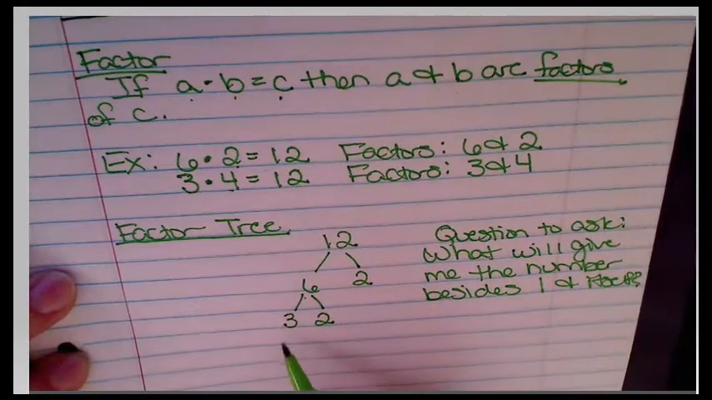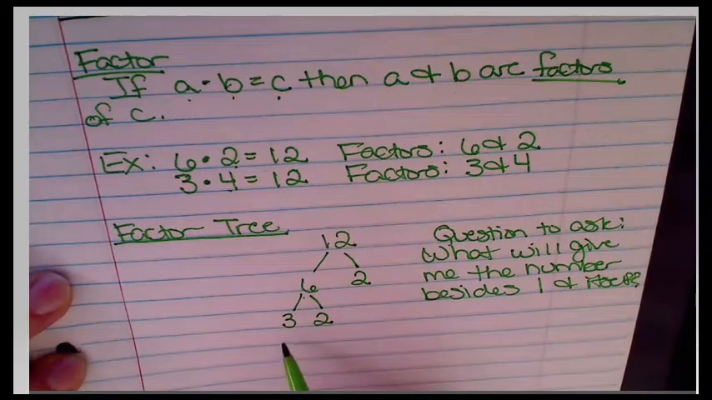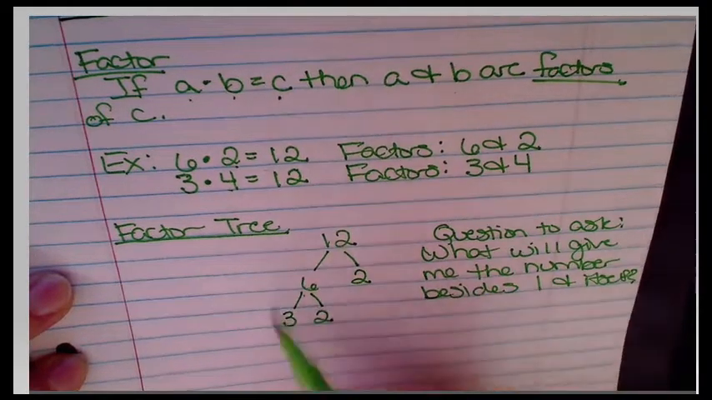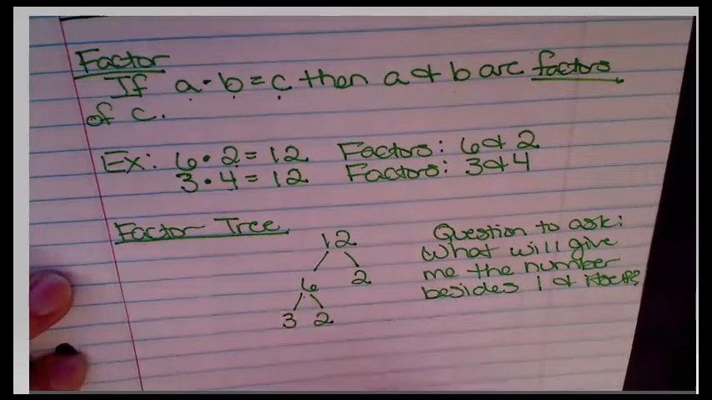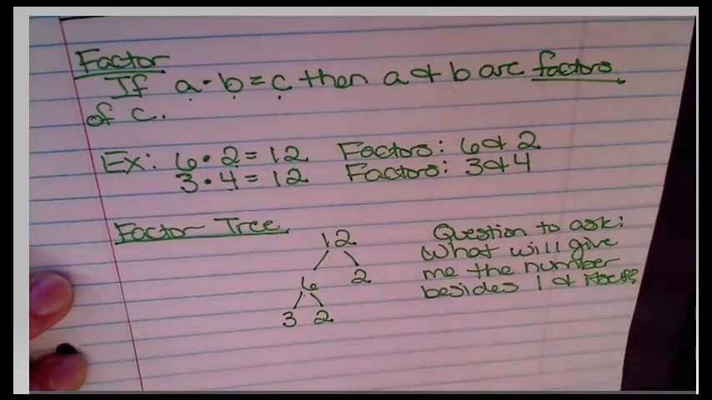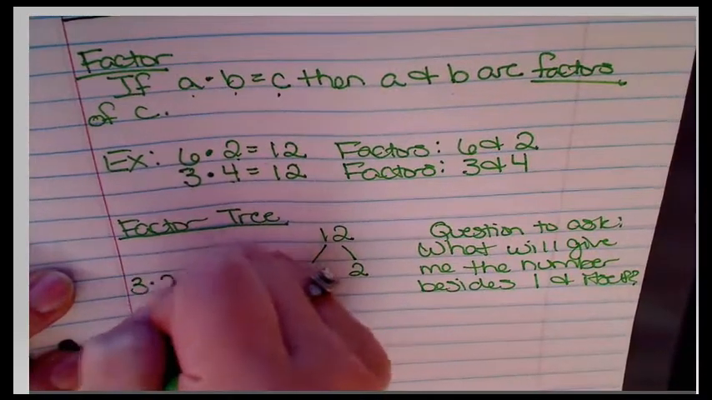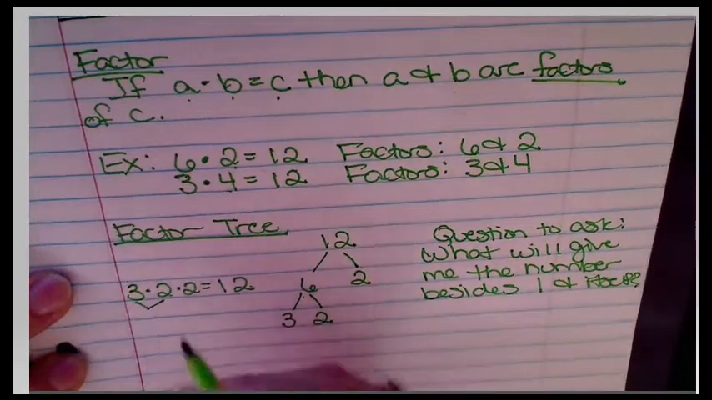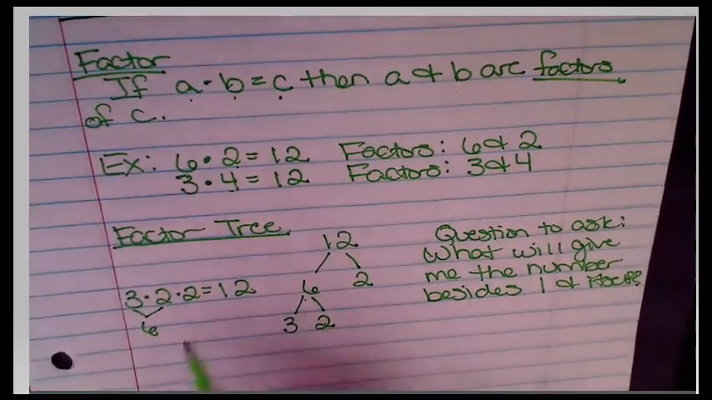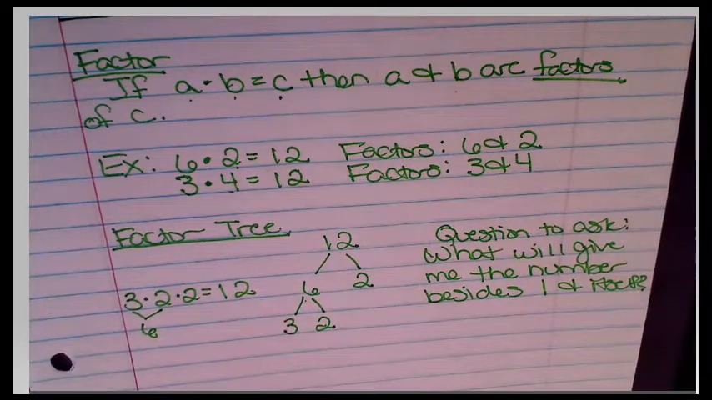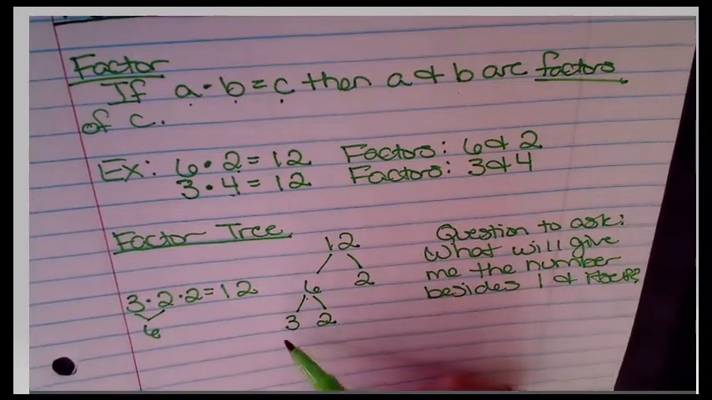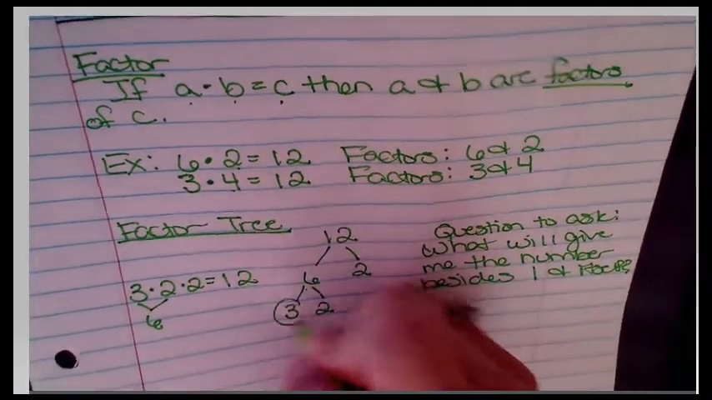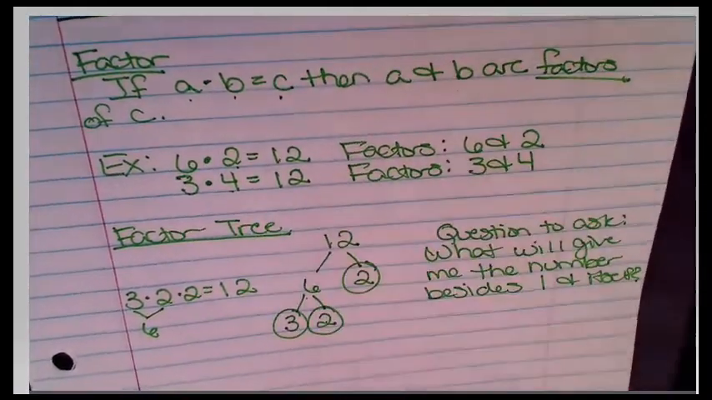Again, you'll ask yourself the same question. Is there anything that'll give you 3 besides 3 times 1? No, and we already know 2 is prime. So right here, we've done a factor tree, which means 3 times 2 times 2 will give us 12, which is true because we know this number right here is 6, and 6 times 2 gives us 12. So that's a really good way to break down your numbers to see if you have any factors. And then your factors are the 3, the 2, and the other 2.